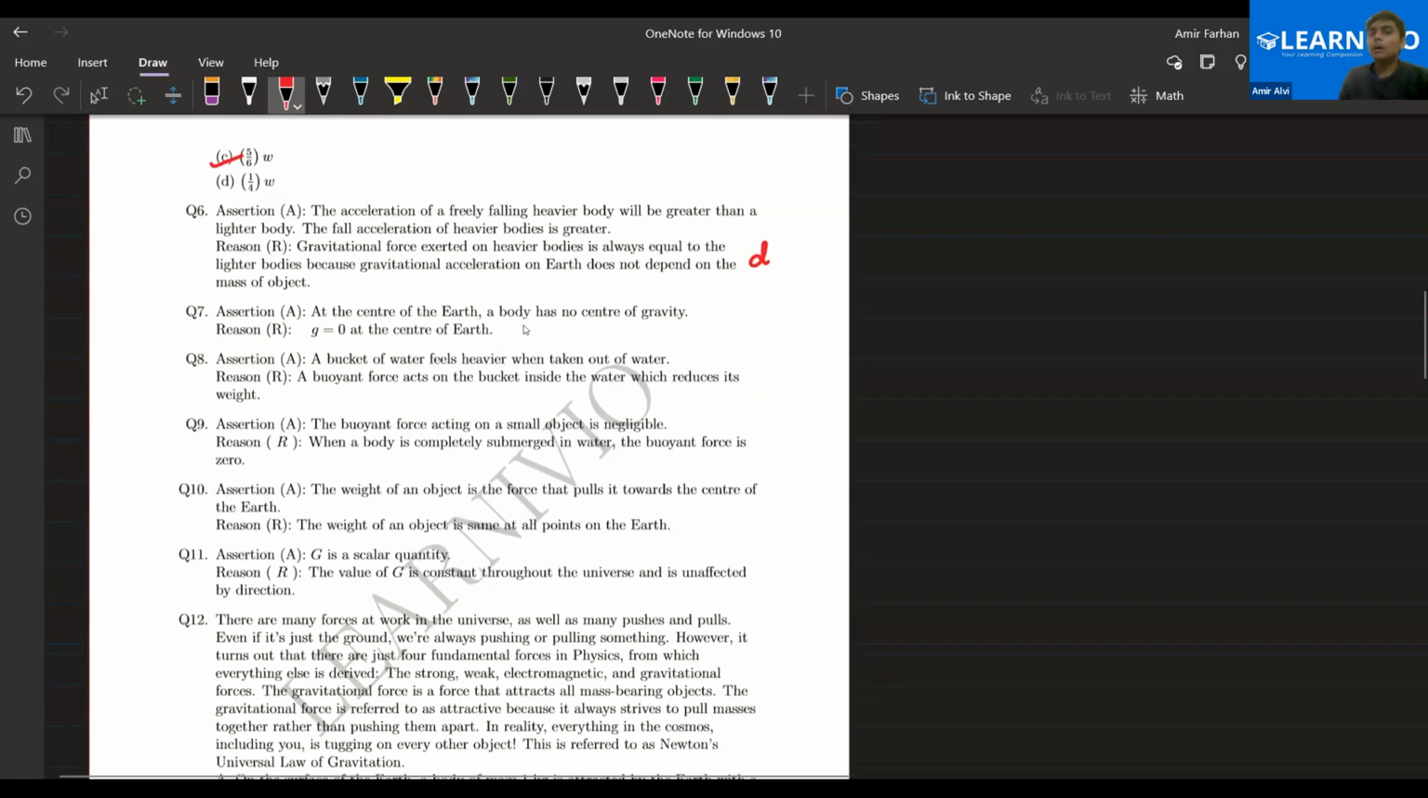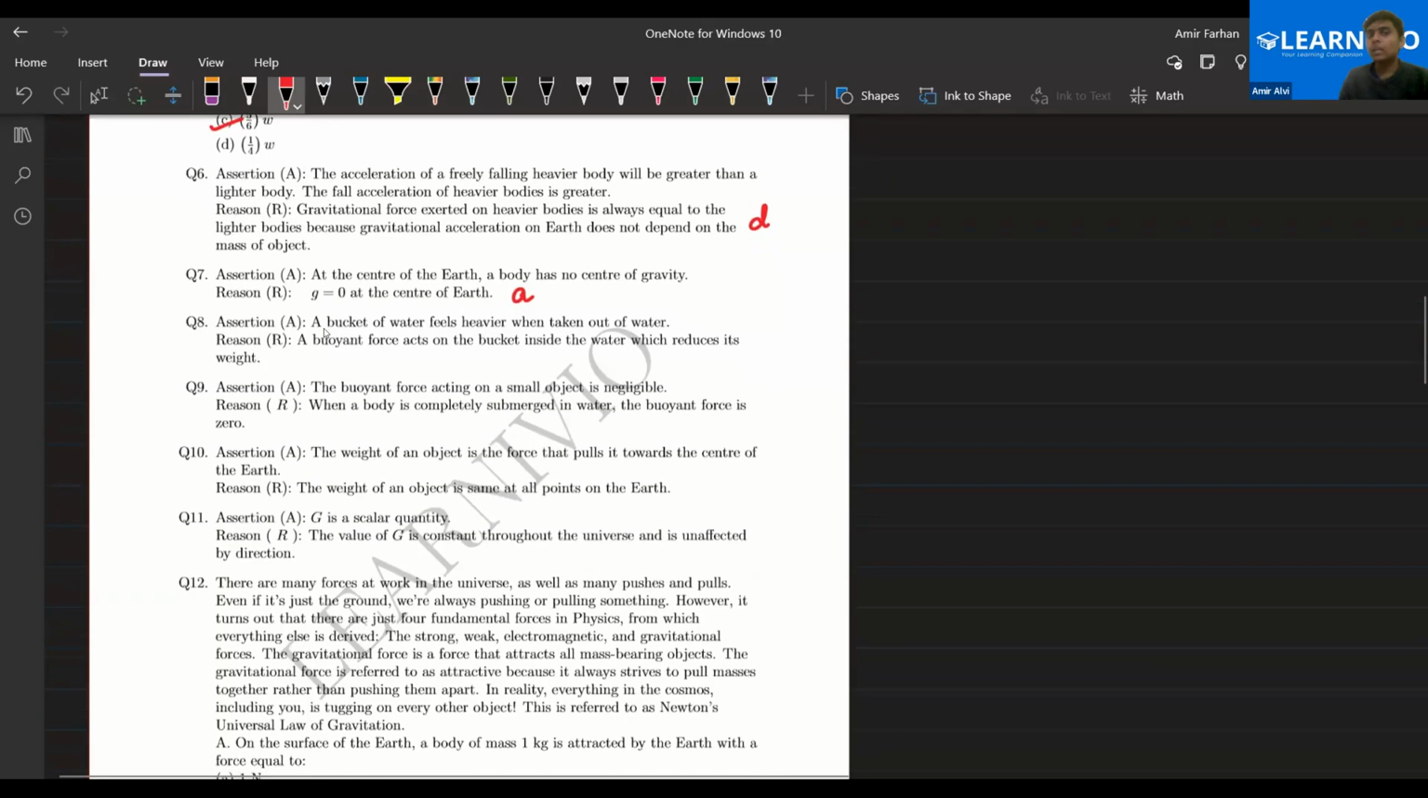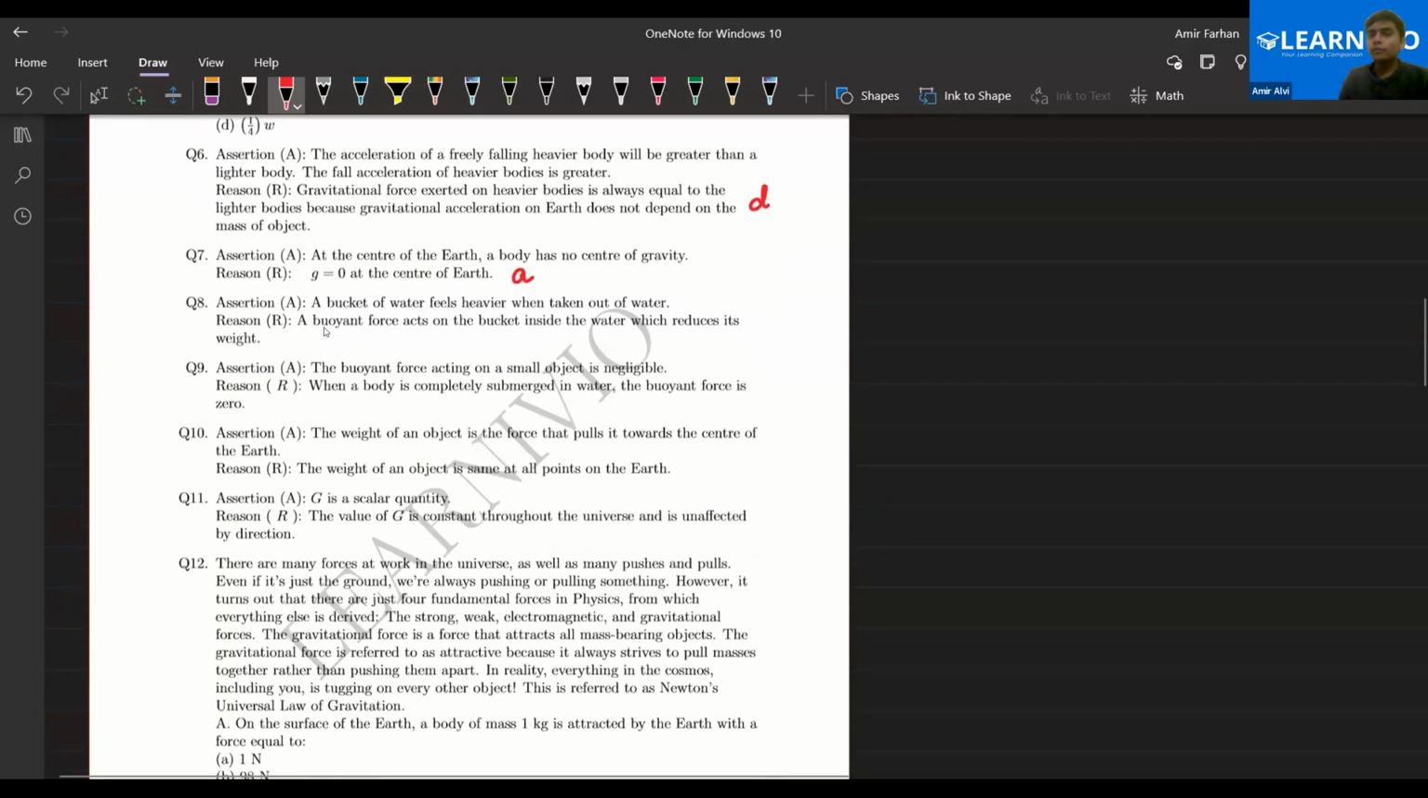At the center, the body has no center of gravity. g is 0 at the center of the Earth. Yeah, it's right. So it is A. The reason is that at the center of the Earth, g equals 0. There is no gravity, so hence the center of gravity will be 0. The reason is already given to you, that is g equals 0.